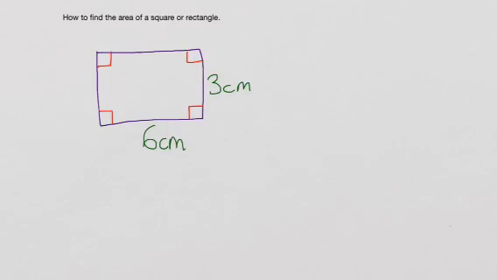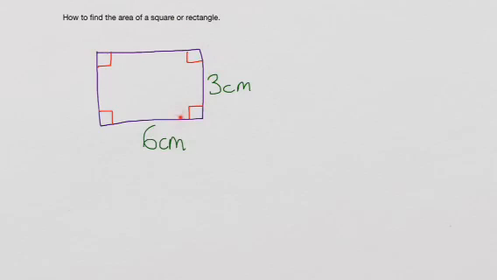This video looks at finding the area of a square or a rectangle. The process is the same for both squares and rectangles. Here we have a drawing of a rectangle. We can see it's a rectangle even though it's not drawn particularly accurately.